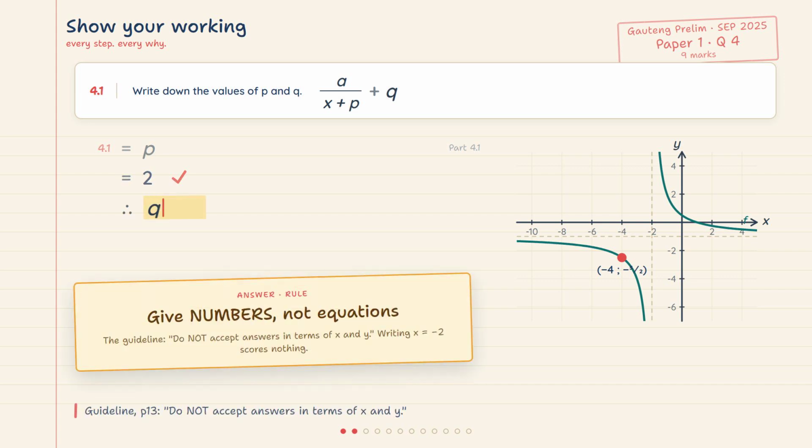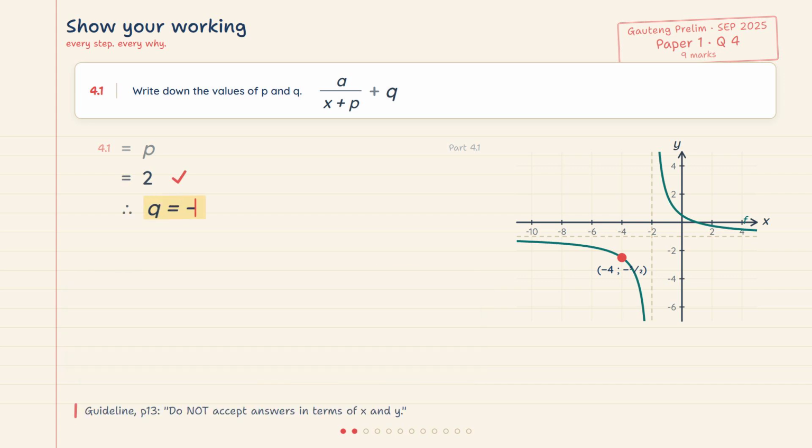And q is easier. q is the horizontal asymptote itself. No sign flip, so q is minus 1. Now, the thing the guideline is strict about. It was asked for the values of p and q, so the answer is p equals 2 and q equals minus 1. If you write x equals minus 2 and y equals minus 1, you have described the asymptotes rather than answered the question, and the guideline says in as many words not to accept it. 2 marks, and they are for 2 numbers.